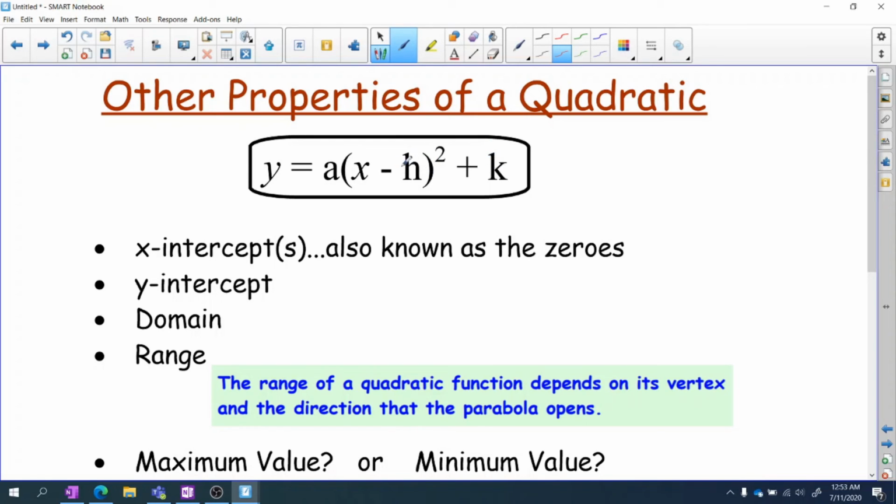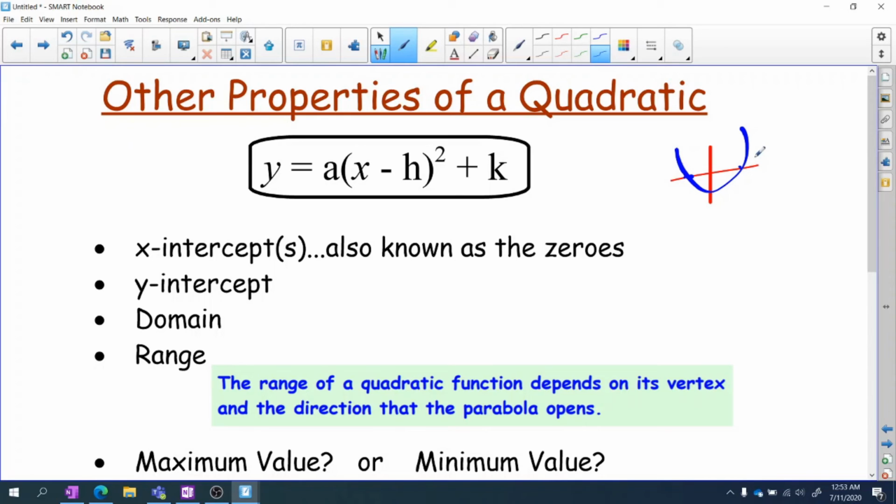And the H is left-right movement, and the K is up-down movement. Other things I'm going to ask you to find about quadratics, I'm going to ask you for the intercepts, sometimes also called the zeros. Well, the x-intercepts, I'm sure you're familiar with, I hope you are anyway. There's a parabola. These numbers right here would be the x-intercepts.